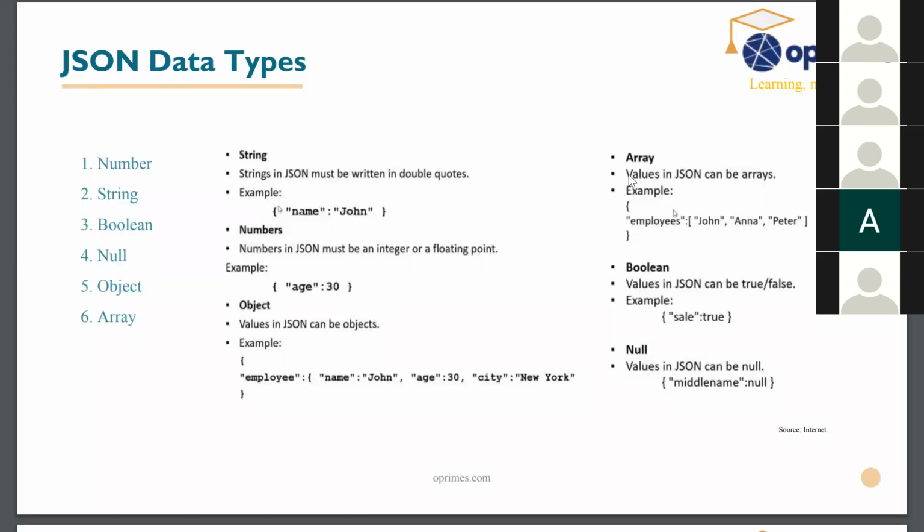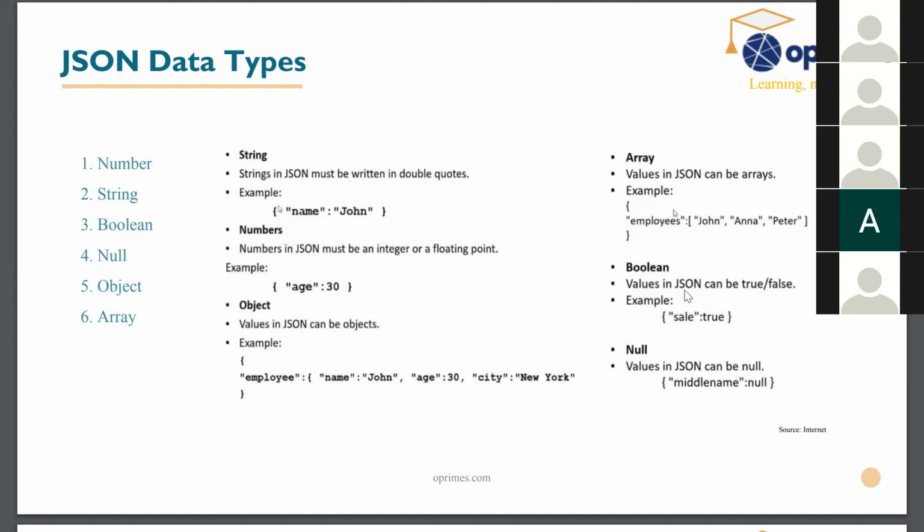Okay, moving on to the next one, array. An array is a collection of values. For example, if I want to store multiple values in a single variable, I can use an employee array. In the employee array, I store your name, my name, other people's names, every name, and I assign it to the employees array. This is the main reason why we use arrays.